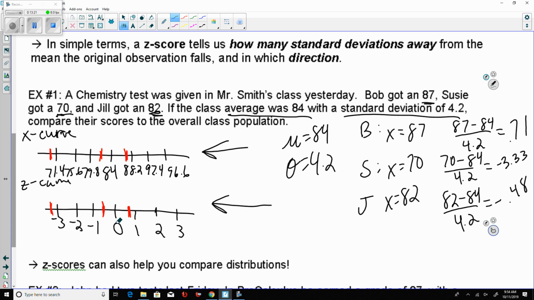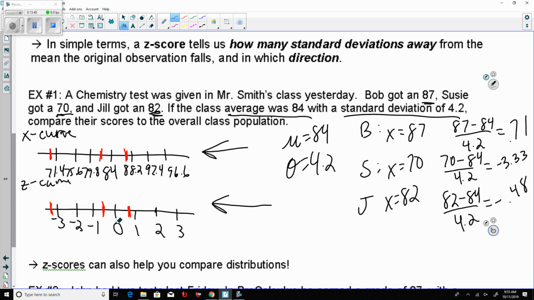How many are usual values? 2. Okay, and they are which ones? 87, 82. Why? Exactly, because they're within 2 standard deviations of the mean. Okay, are there any outliers?